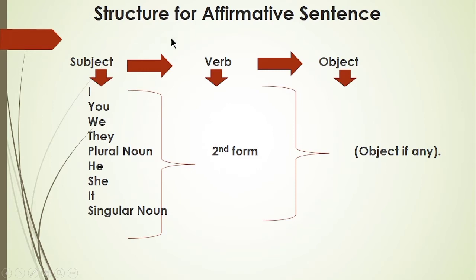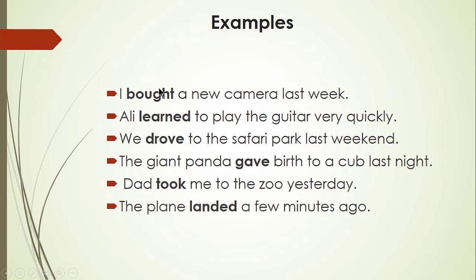Next, we have the structure for affirmative sentences in past simple tense. So it's a very simple structure. We have the subject, it may be singular, plural, then second form of verb, and then the object or rest of the sentence. We have some examples here. I bought a new camera last week. I, subject, bought, second form of verb, a new camera, object.